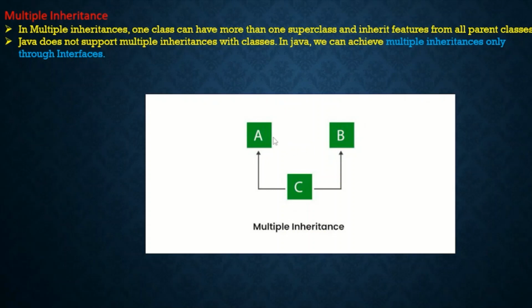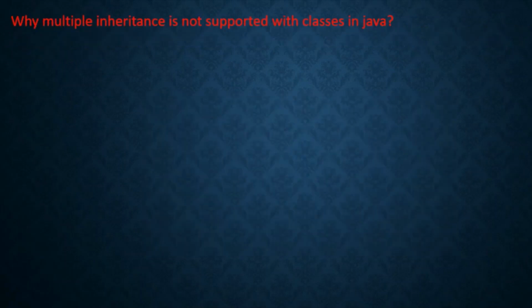That means a class can implement multiple interfaces. We can write that, but we cannot write C extends class A and B. We cannot write that. I will explain why later. Let's consider why multiple inheritance is not supported with classes in Java.